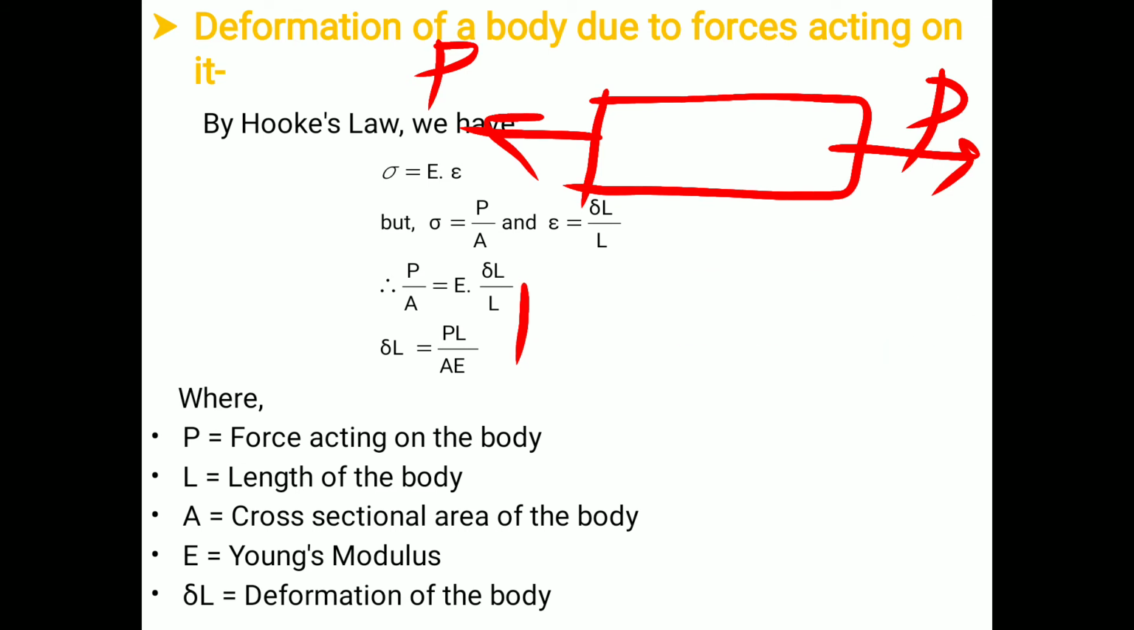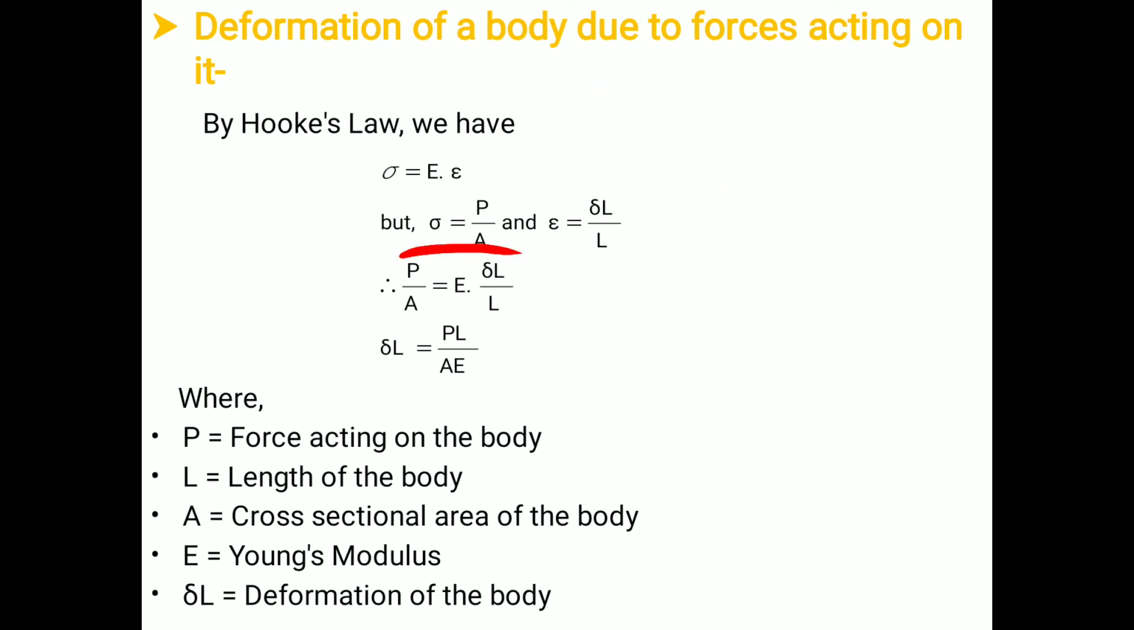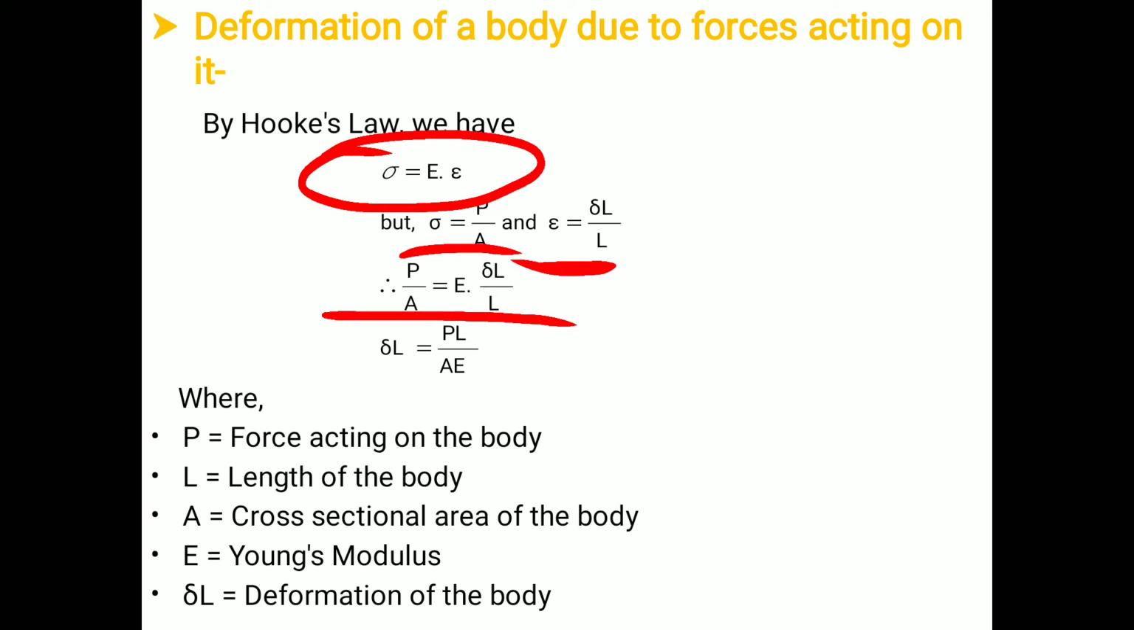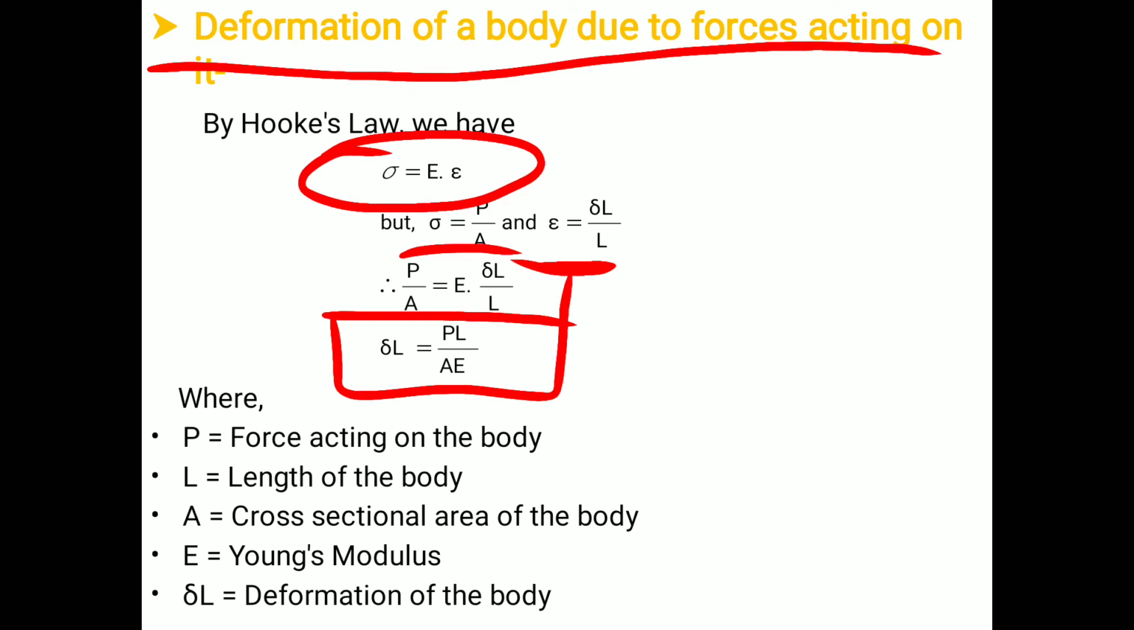By Hooke's law, stress is directly proportional to strain. As discussed earlier, stress is given by P by A, whereas strain is given by change in length upon original length. If I put the values of stress and strain in the equation of Hooke's law, we have P by A equal to E into delta L by L. If I rearrange the equation to calculate delta L, we have delta L equal to PL upon AE. By using this equation, in future we are going to find out the deformation of the body due to the forces acting on it.